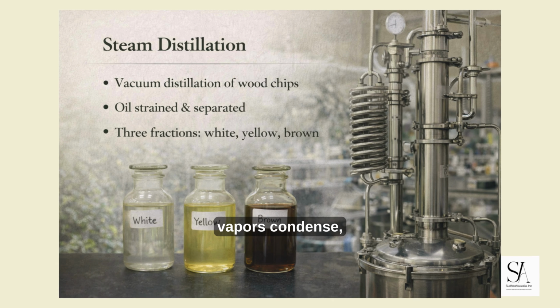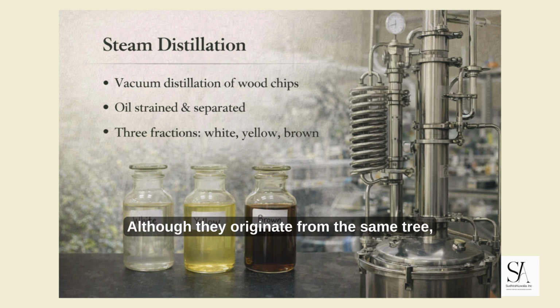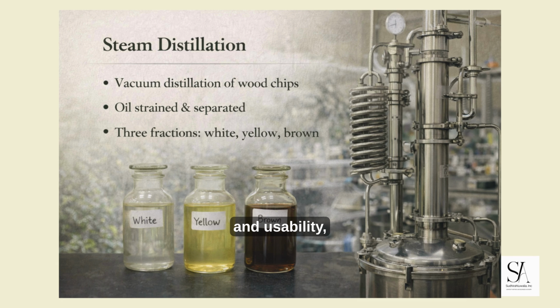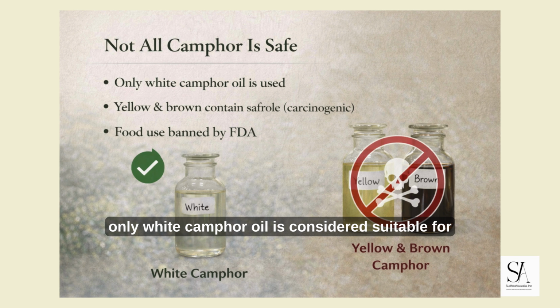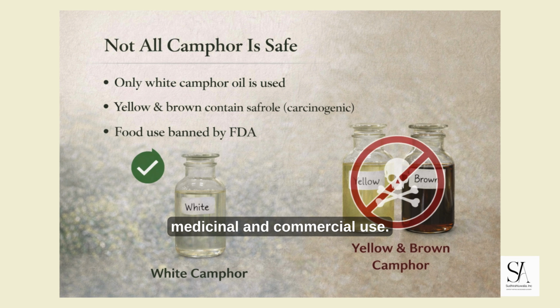As the vapors condense, the oil is collected and filtered to remove impurities. This process yields three fractions: white, yellow, and brown camphor oil. Although they originate from the same tree, these fractions differ greatly in safety and usability, a distinction that is critically important. Of the three fractions produced, only white camphor oil is considered suitable for medicinal and commercial use.